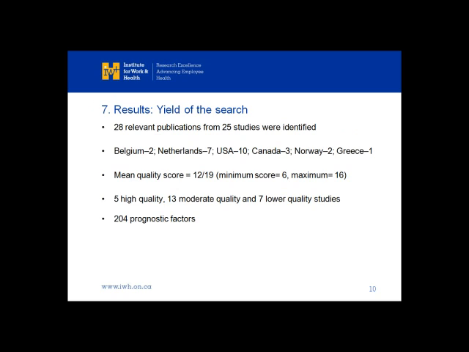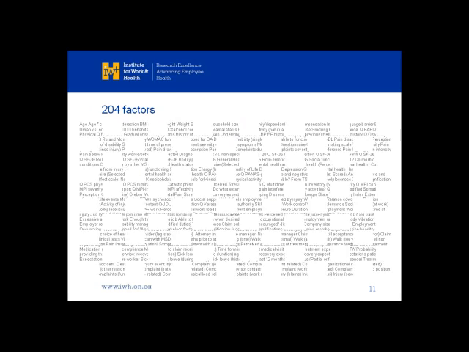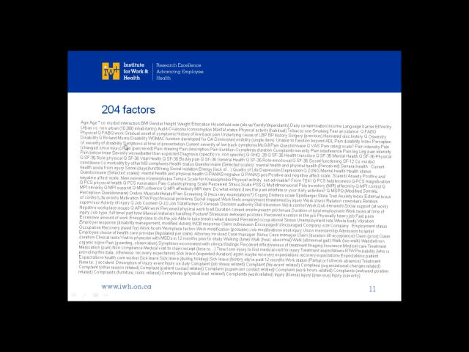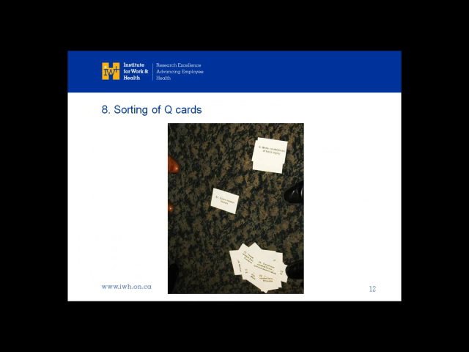And in total, 204 prognostic factors were identified in those studies. So what do 204 factors look like? They look like this, and that makes your head spin a little bit. So we categorized those factors into 37 constructs, because it might be that one study calls it slightly different than the next study, but that doesn't mean that it's a totally different construct. So we summarize that and classify them into 34 categories.